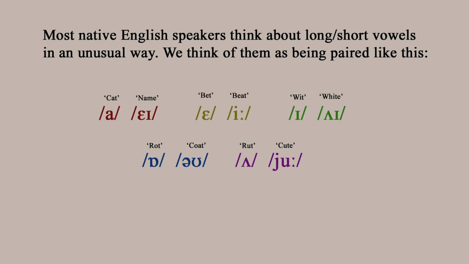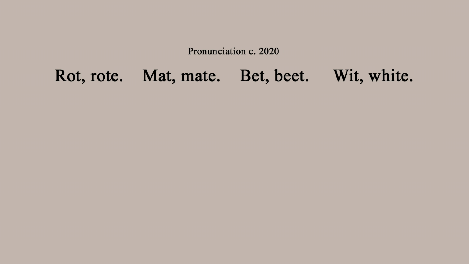Listen to the modern English pronunciations of these pairs of words. Rot, wrote. Mat, mate. Bet, beat. Wit, white. And now listen to the late Middle English pronunciations. Rot, wrote. Mat, mate. Bet, beat. Wit, white. In late Middle English, the long and short values are pretty much long and short versions of the same vowel quality. They have something pretty close to their normal European values, and above all else, there's clearly something like phonemic vowel length here.